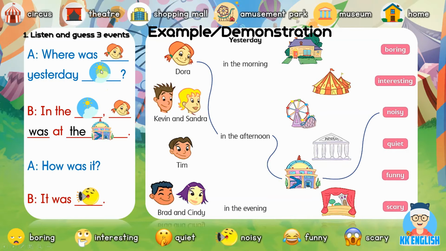You see the sun is up there, so it's afternoon. In the afternoon, Dora was at the shopping mall. How was it? It was noisy. Can you guess the answer? Yes, the answer is already here.